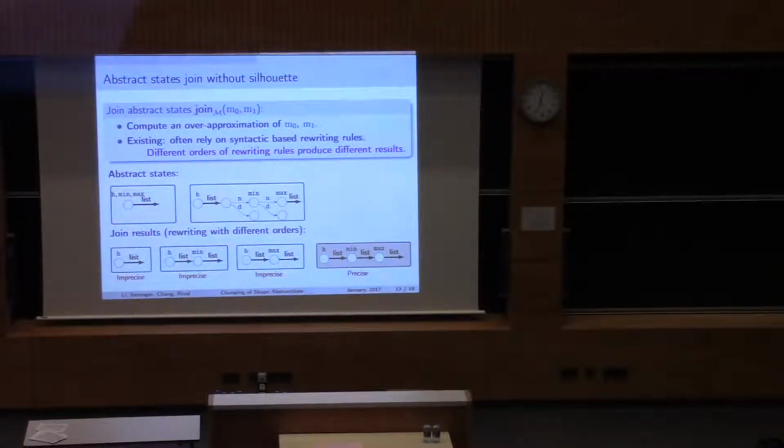However, we can also first introduce a list segment from H to max and then match the list edge from max. In this case, we will get an imprecise rewriting result because we lose pointer min. And also, following different rewriting orders, we can also get the other two imprecise rewriting results. This one will lose pointer max, and this one will lose pointers min and max. So the problem is, how can we always make the rewriting algorithm follow the correct order to compute the precise rewriting result that we want?